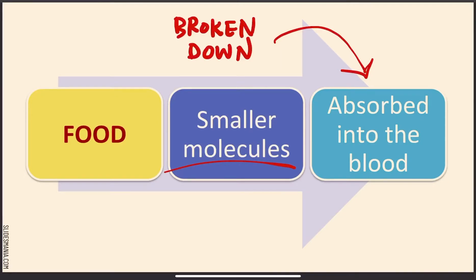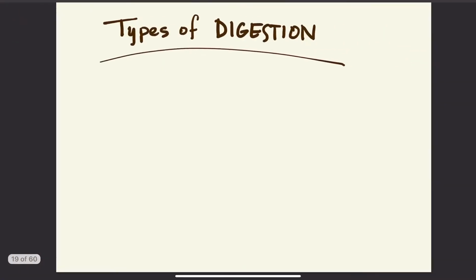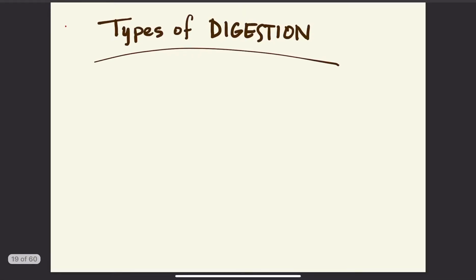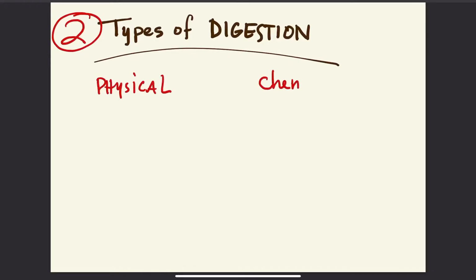It's to break down food so that it can be made into things that are useful to our body, like glucose, amino acids, and fatty acids. And that can only happen when it is digested. So there are two types of digestion: one is physical digestion and the other is chemical digestion.